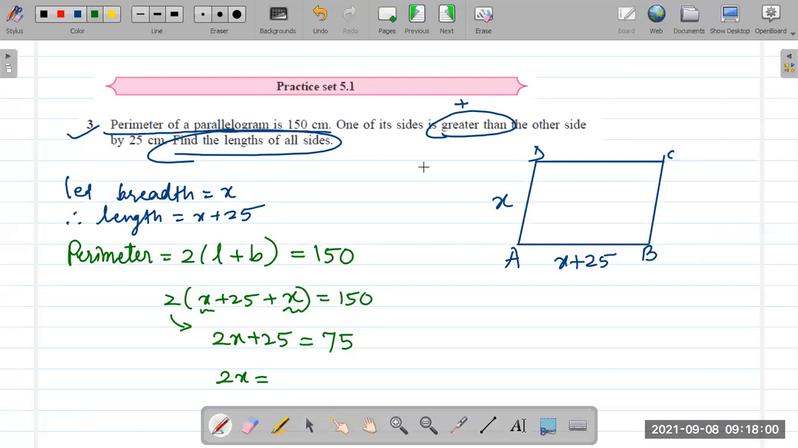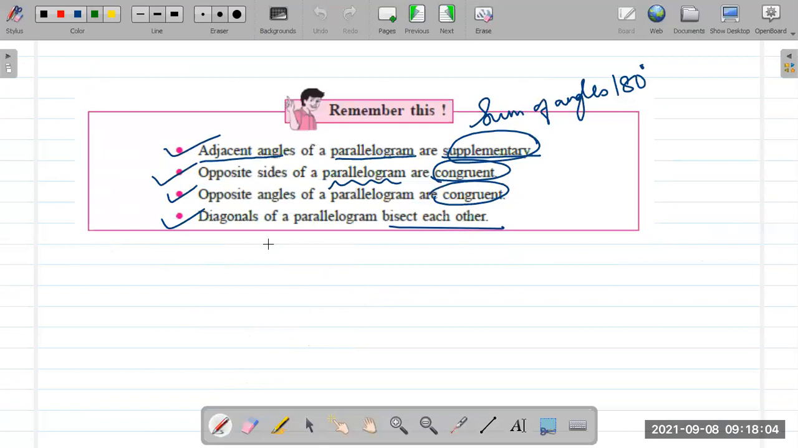So once again, let's take a quick look at the properties of the parallelogram. Adjacent angles are supplementary, opposite angles are equal, opposite sides are equal, and the diagonals bisect each other.